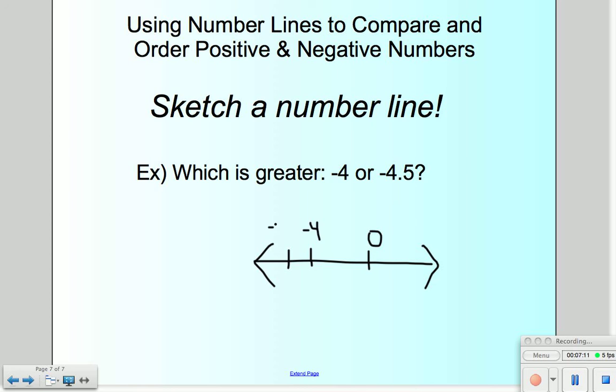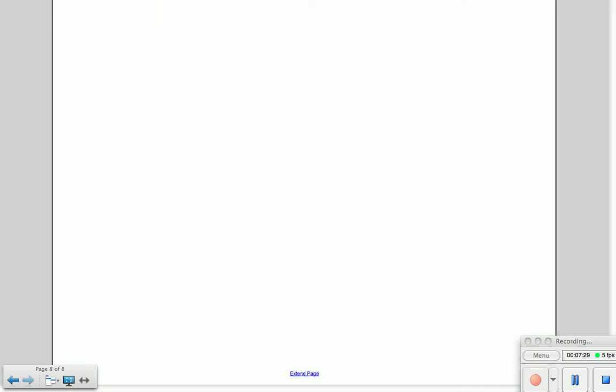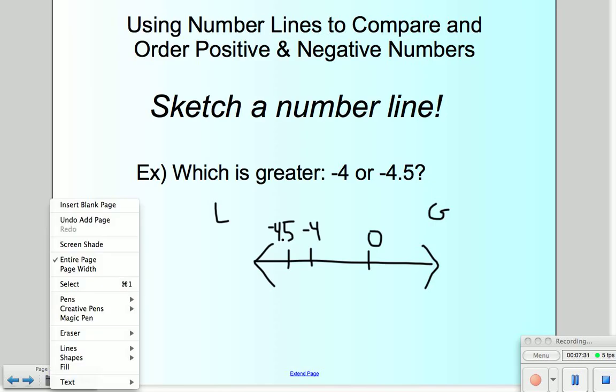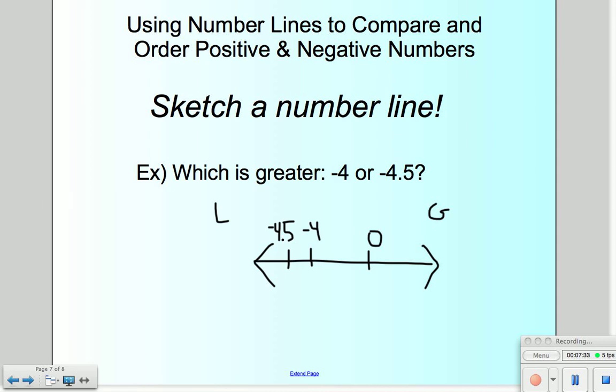Okay. Now, do you remember what we called the left side and what we called the right side? The left side was the least. So over here you have your least. And over here you have your greatest. Now let's read the problem again. Which is greater, -4 or -4.5? So, oops, just almost erased everything. So if we look at this, which one is the farthest to the right? This guy is. -4 is greater than -4.5.